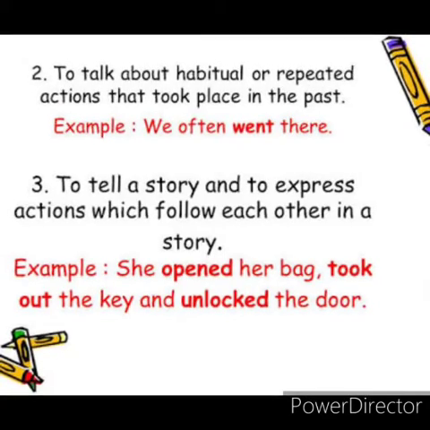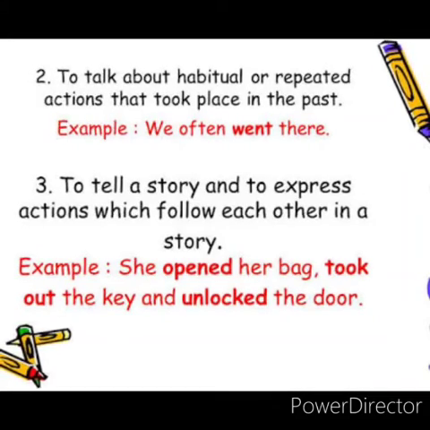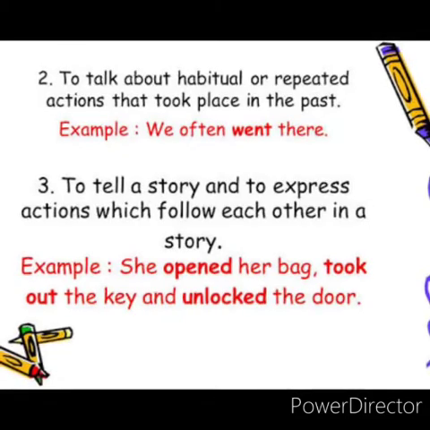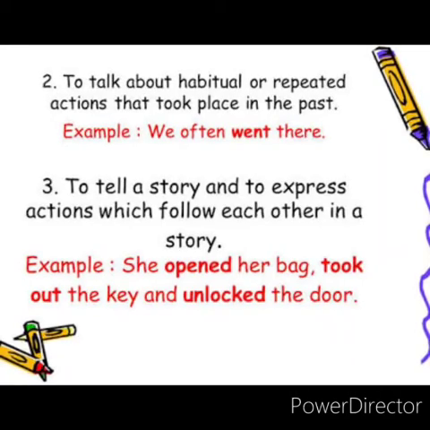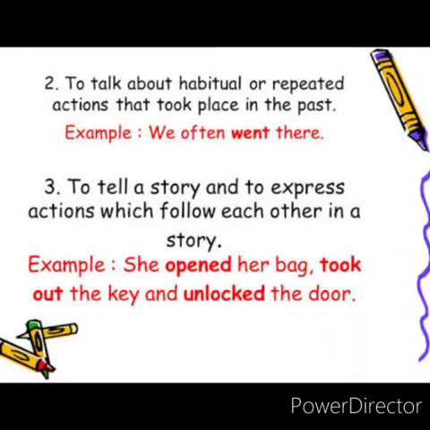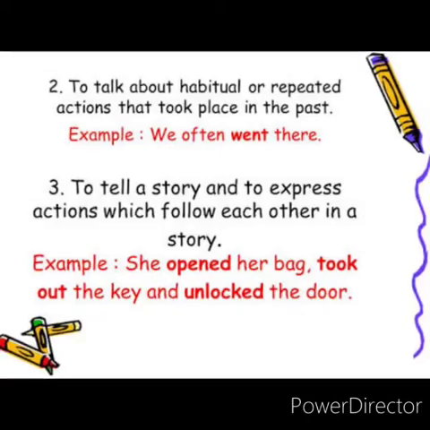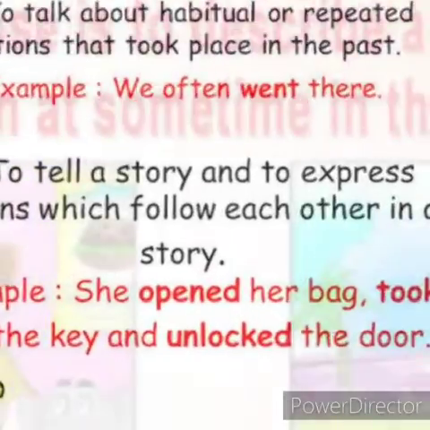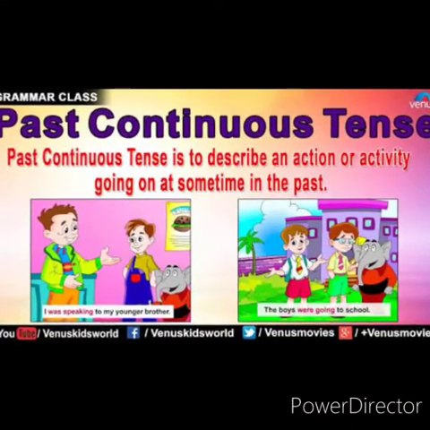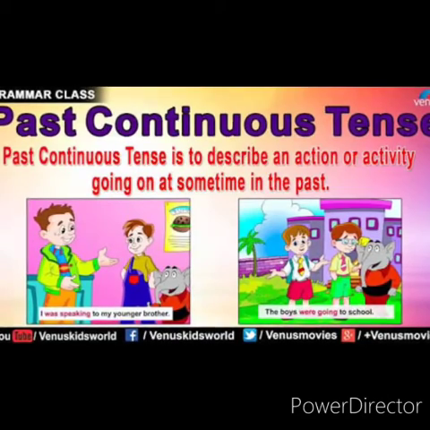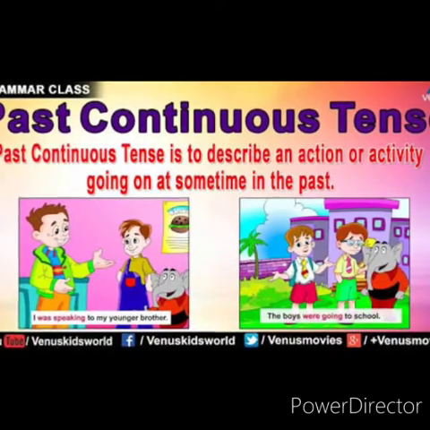It is also used to tell a story and to express actions which follow each other in a story. For example, she opened her bag, took out the key and unlocked the door. Now we will learn about past continuous tense. It is used to describe an action or activity going on at some time in the past. For example, I was speaking to my younger brother. The boys were going to school.